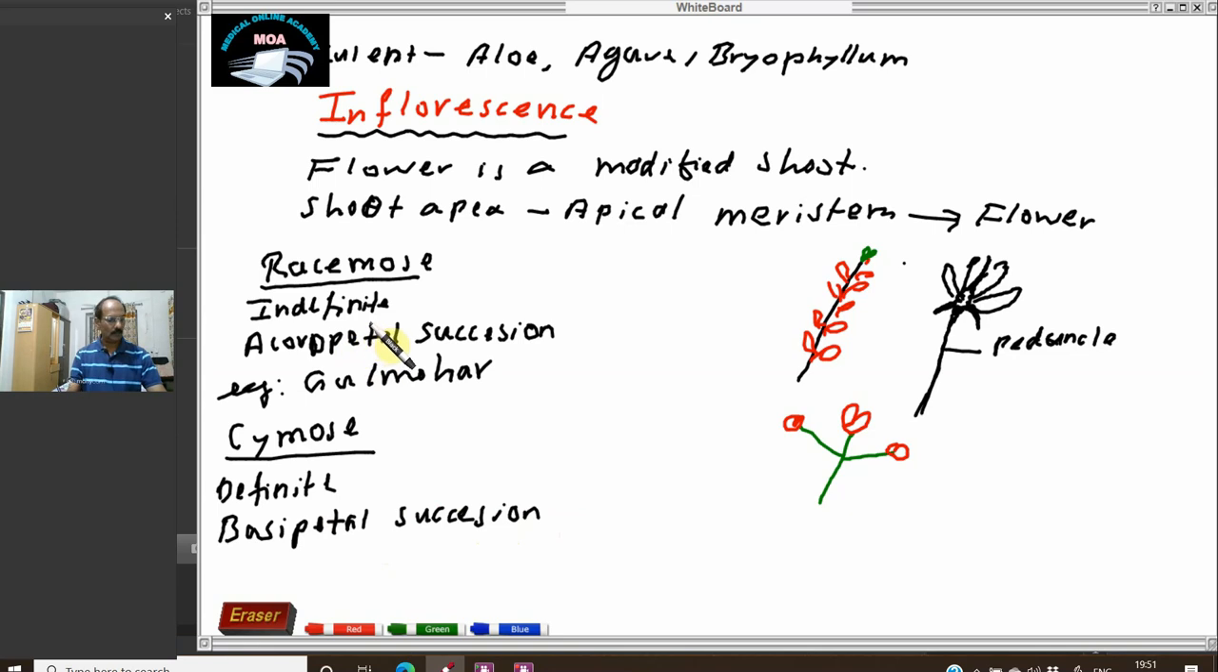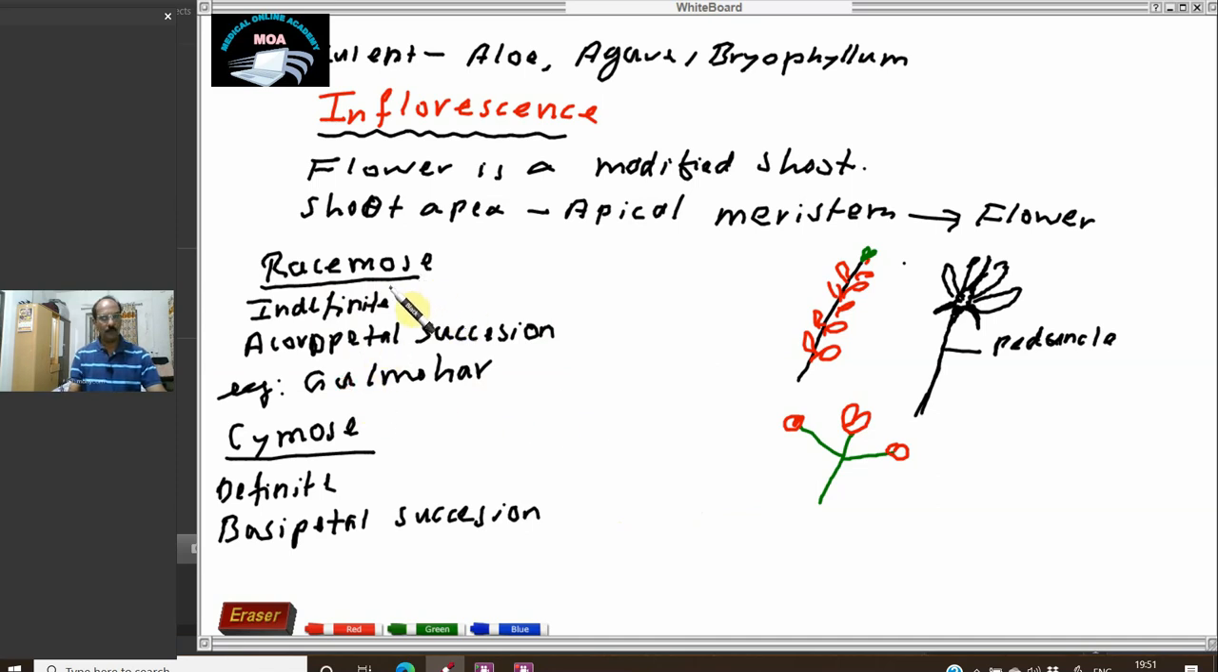So we are talking about only the basic types of inflorescence. The racemose type of inflorescence is again classified into 10 or 15 different types. Like that, cymose inflorescence is also classified into different types. So we are not going to deal with the details of the different types of cymose or racemose inflorescence. And there are also special types of inflorescence, like the hypanthodium inflorescence, verticillaster inflorescence, etc. That also we are not going to study, and that is not coming under the NCERT syllabus.